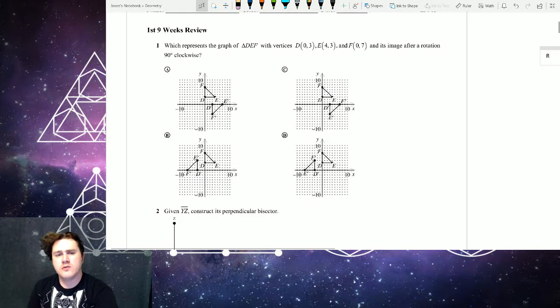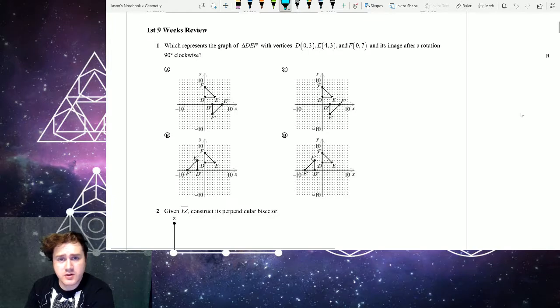Alright, so I'm going to go over the first 9 weeks review. The very first question says, which represents the graph of triangle DEF with vertices D at (0, 3), E at (4, 3), and F at (0, 7), and its image after rotation 90 degrees clockwise.